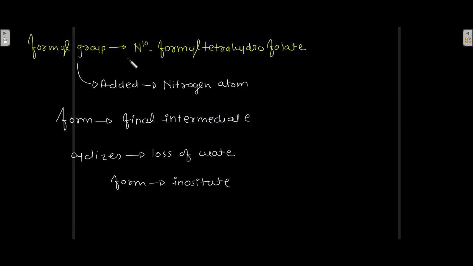The formyl group from N10-formyl tetrahydrofolate is added to this nitrogen atom. The nitrogen atom accepts this formyl group, and this leads to the formation of a final intermediate which then cyclizes, and when it cyclizes, there is loss of water. That all leads to the formation of inosinate.